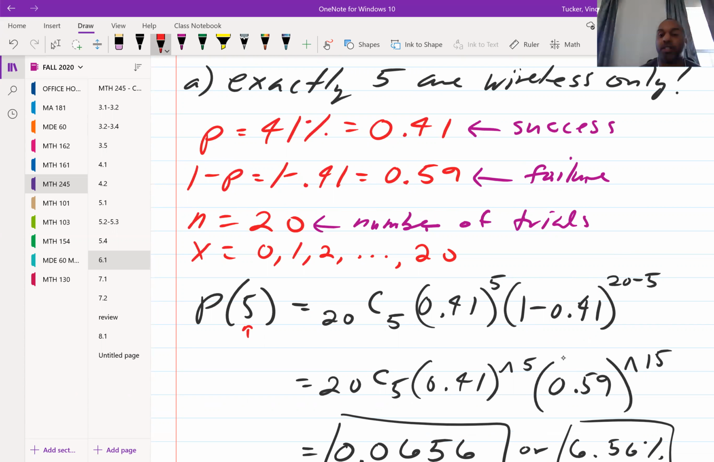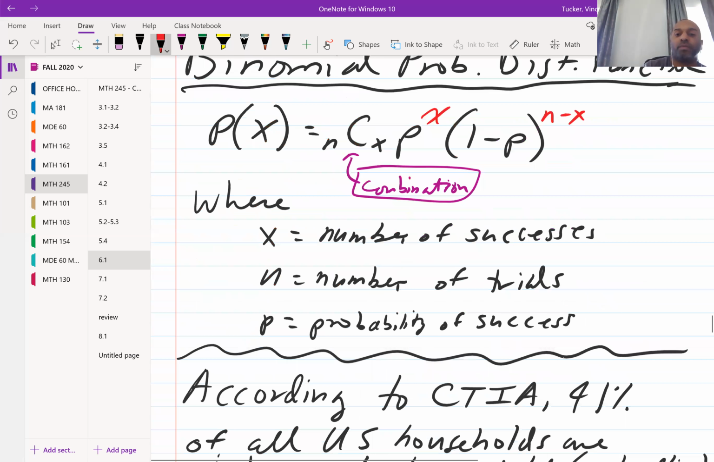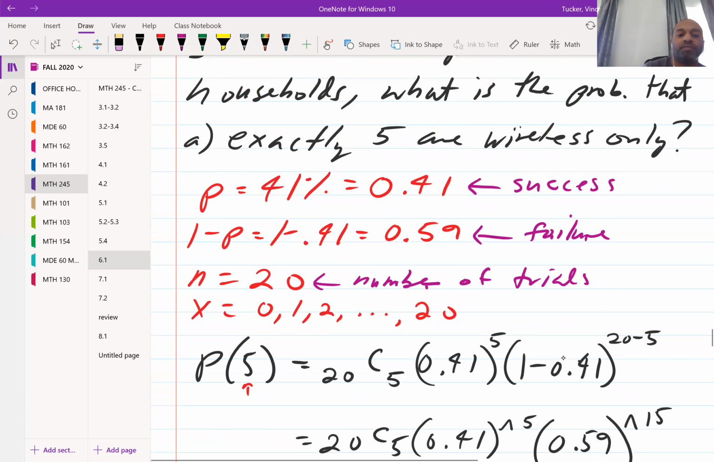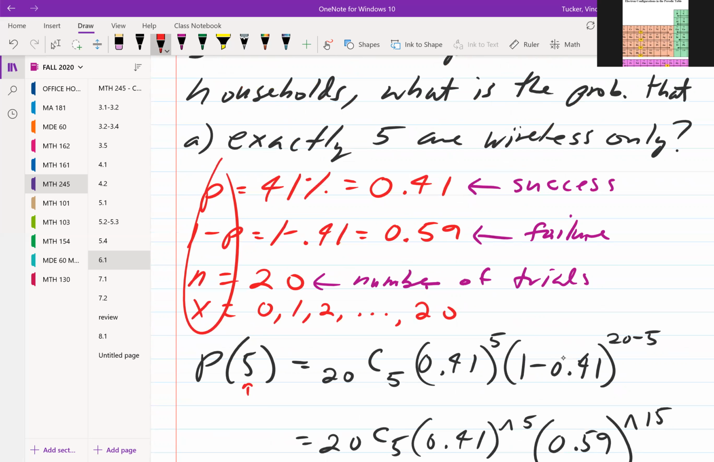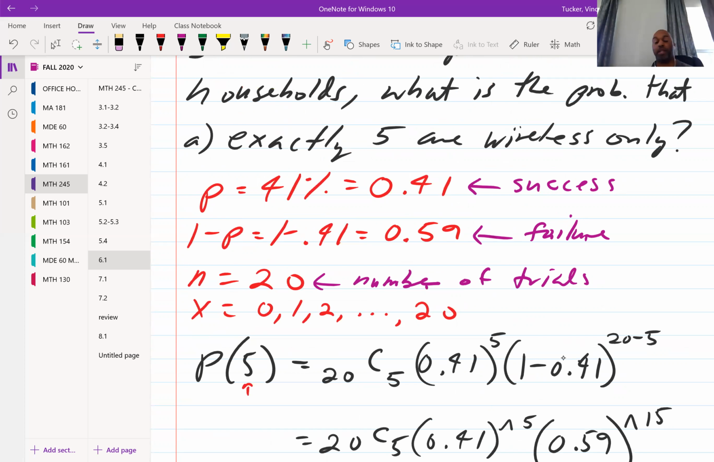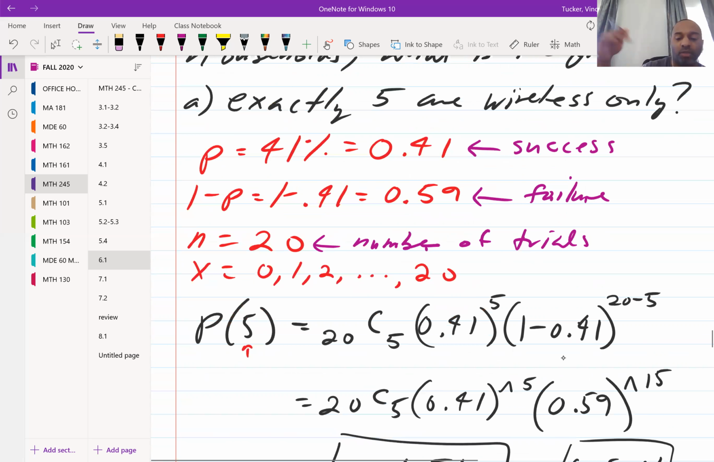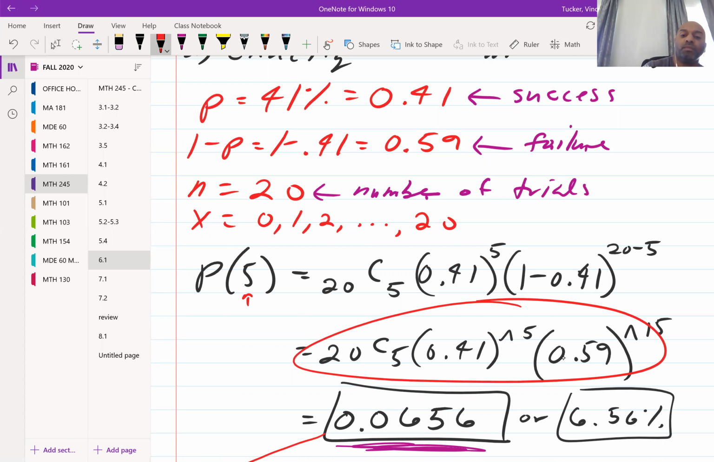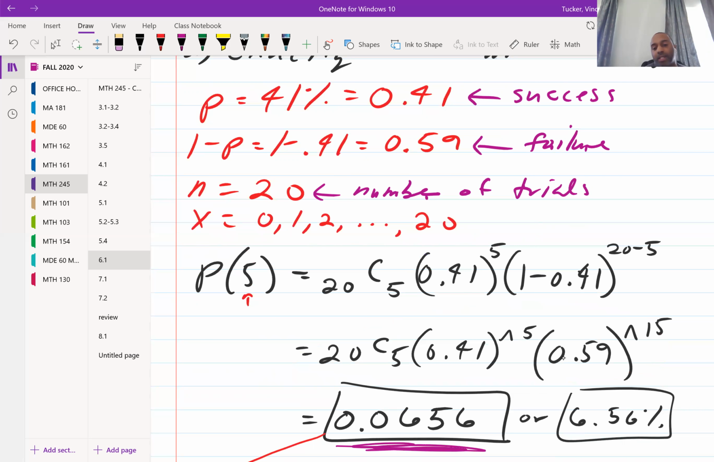But there are websites, if you were to Google binomial probability distribution function, where all you have to do is put in key information like this, and it'll give you everything that you want. You don't have to go to a calculator. So maybe next class I can find a website and show you how to do that. But right now we're trying to get through the notes, so we'll just stick with the calculator work. So you will put this in the calculator, and that would be 0.0656 or 6.56%.